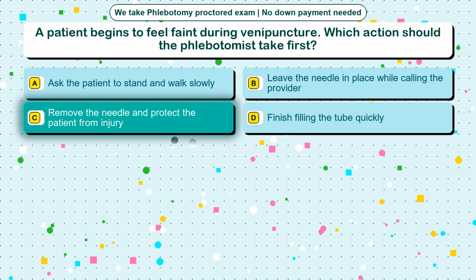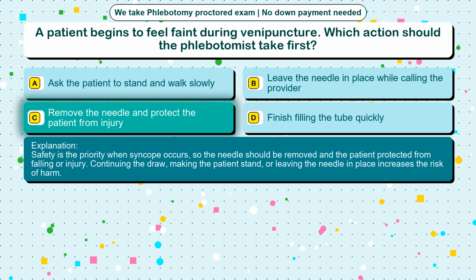Remove the needle and protect the patient from injury. Safety is the priority when syncope occurs, so the needle should be removed and the patient protected from falling or injury. Continuing the draw, making the patient stand, or leaving the needle in place increases the risk of harm.